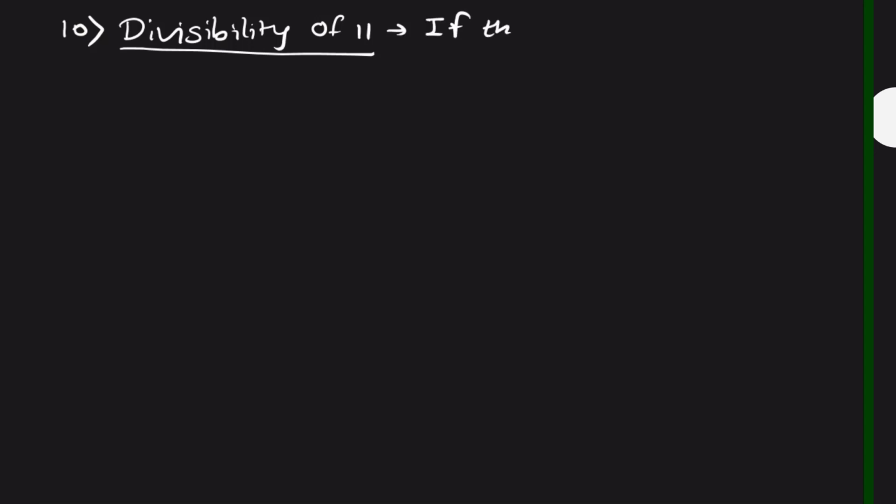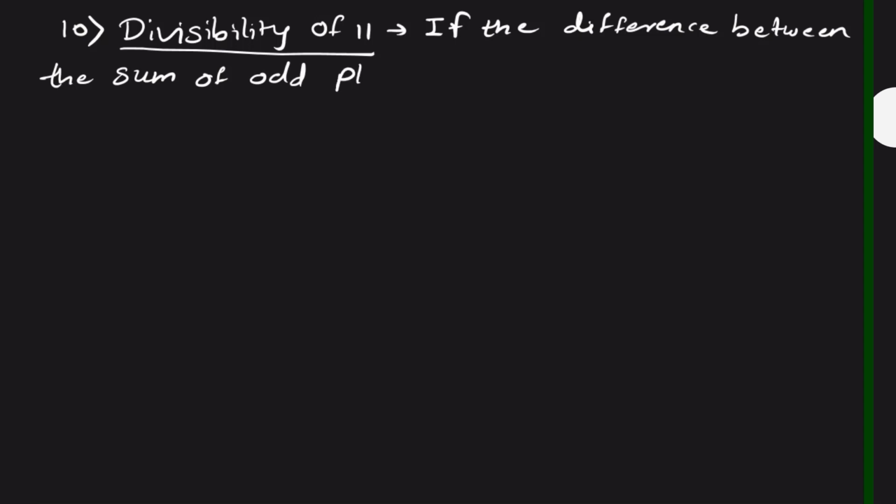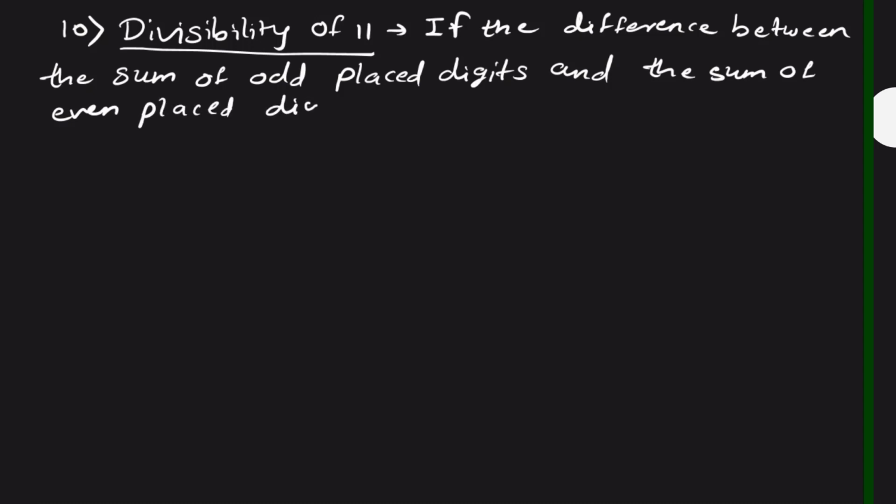if the difference between the sum of odd placed digits and the sum of even placed digits is a multiple of 11, then only that number is divisible by 11. Let's take the first example.